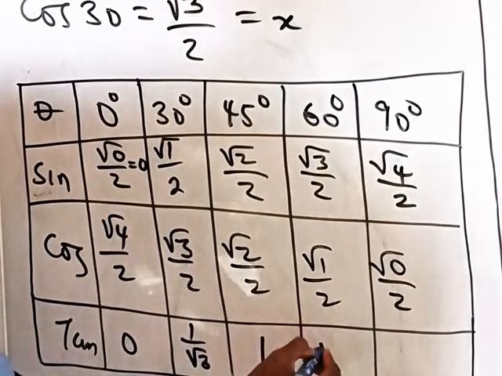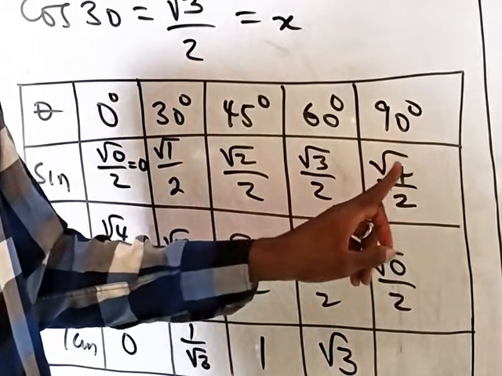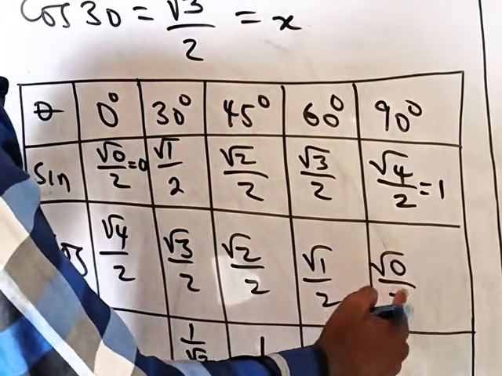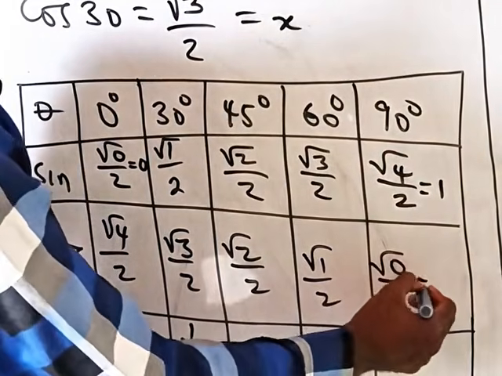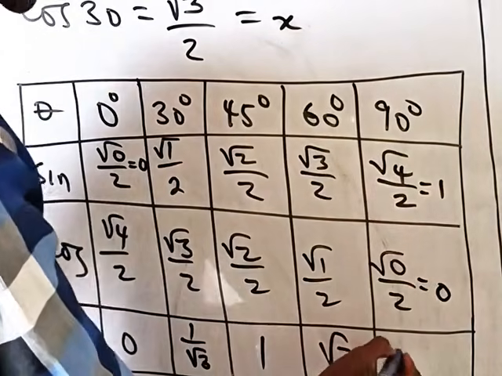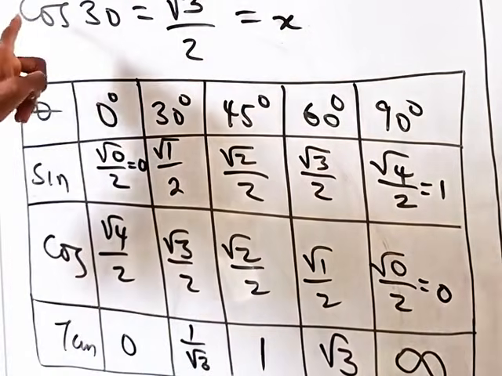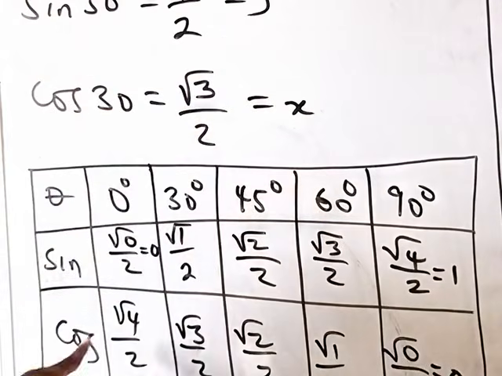Then this divided by this will give me root 3. Then root 4 is 2. 2 divided by 2 is 1. 1 divided by 0, because here is equal to 0, 2 times 0 is 0. So 1 divided by 0 is undefined. So here is going to be undefined. So that was how I got my cos 30 to be root 3 over 2. So this is cos 30, root 3 over 2.